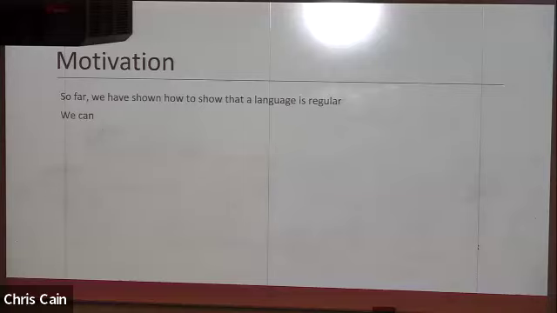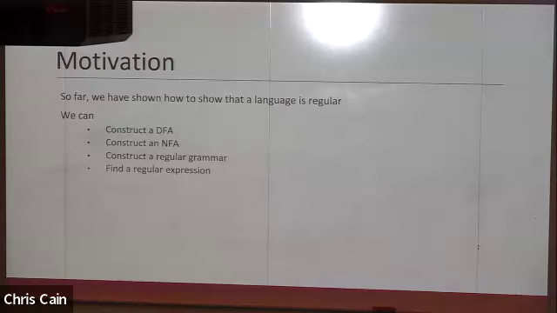Construct a DFA. What else? Construct an NFA. What else? Grammar. Construct a regular grammar. Yep. And regular expression. Construct a regular expression. All of those 4 do the same thing. They show that a language is regular. 1, 2, 3, 4.